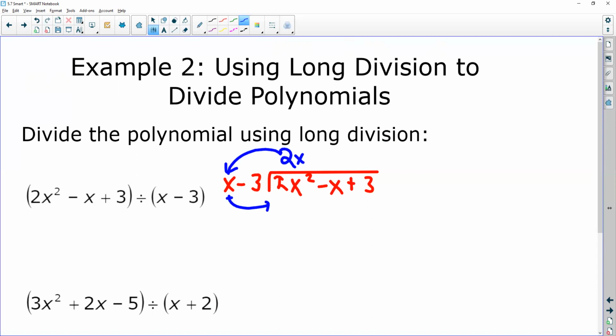So I'm going to do that. That goes right there, 2x squared. But I'm also going to multiply that to the negative 3. So 2x times negative 3 is negative 6x. Now here is the trick to this. What I'm going to do at this point is pause and put these in parentheses.